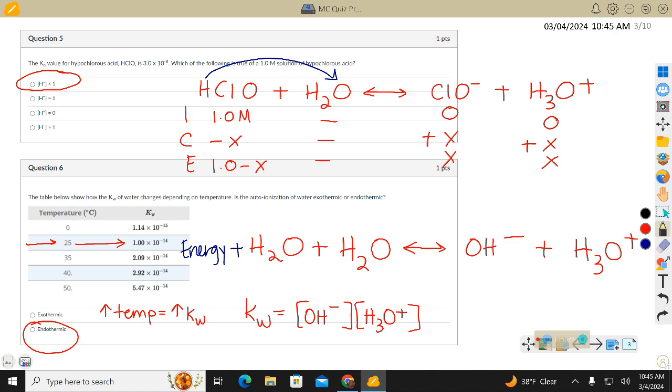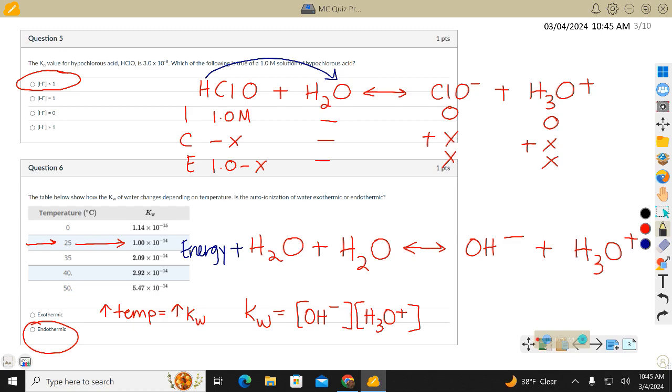6 and 7 kind of refer to temperatures of water. Kw is temperature dependent, as are all equilibrium constants. There's always some kind of an energy component to a chemical reaction. We don't always write it in the equation, but they're either endothermic or exothermic, and here that's kind of what we're trying to determine. So I do notice that as I'm increasing the temperature, the Kw is getting larger.